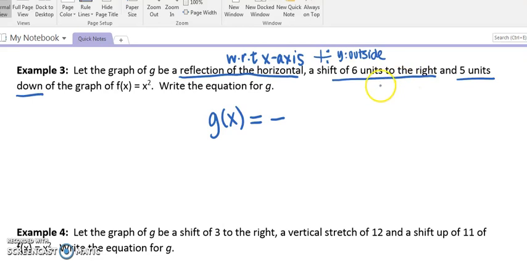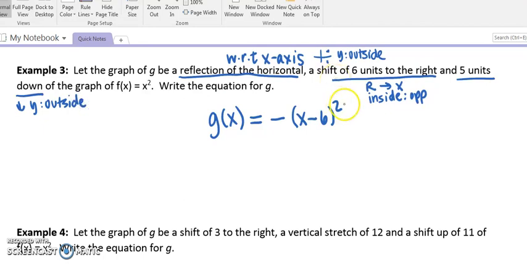6 units to the right. So if I'm moving to the right, this affects your x value, which goes inside. And remember, when it's inside, it's going to be the opposite than you think. So 6 units to the right, you would think be plus 6, but it's actually x minus 6. Now notice that I put parentheses around this because this negative needs to be on the outside. 5 units down, if we're moving downward, this affects our y value, which is going to be outside of our equation. So this is going to be minus 5.